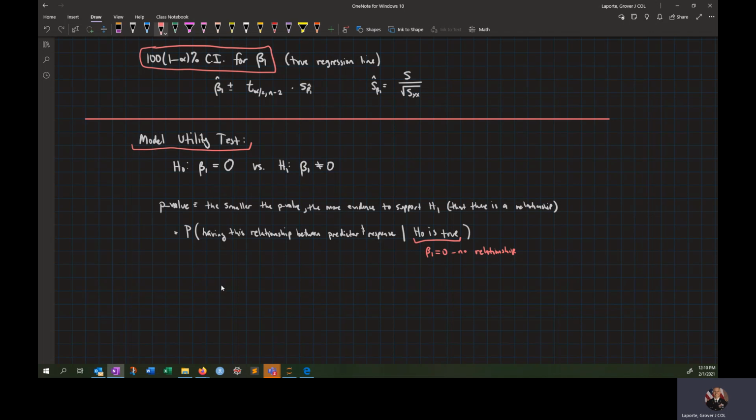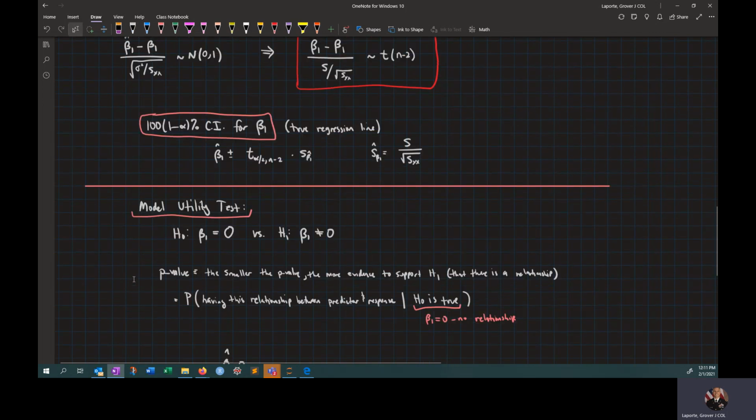I'm sorry, your test statistic. What would the test statistic look like in that particular case? You would simply have beta 1 hat divided by S beta 1 hat. So that would be my test statistic if I was going to look at that. Why is that the test statistic? Remember, we're assuming H naught is true, right? Let's go back up here.